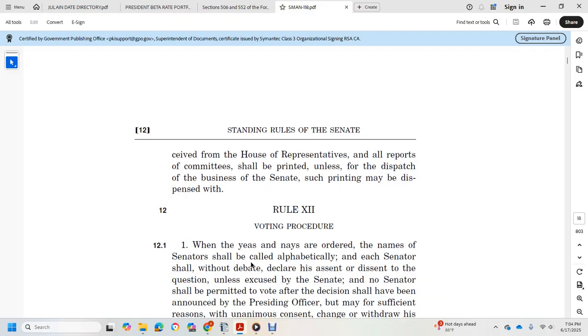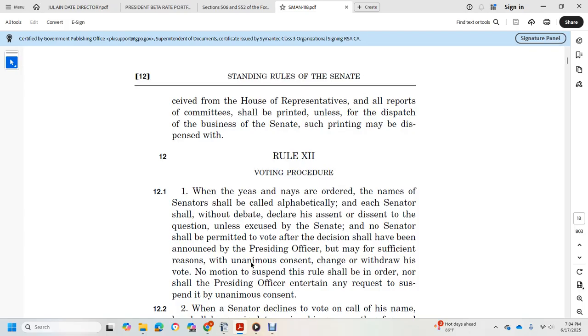Rule 12. Voting procedure. When the yeas and nays are ordered, the names of the senators shall be called alphabetically. Each senator shall, without debate, declare his assent or dissent to the question, unless excused by the Senate, and no senator shall be permitted to vote after the decision shall have been announced by the presiding officer, but may, for sufficient reasons, with unanimous consent, change or withdraw his vote.